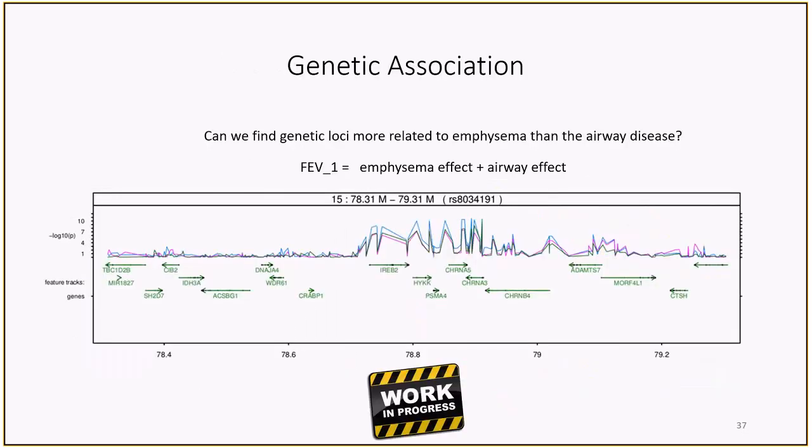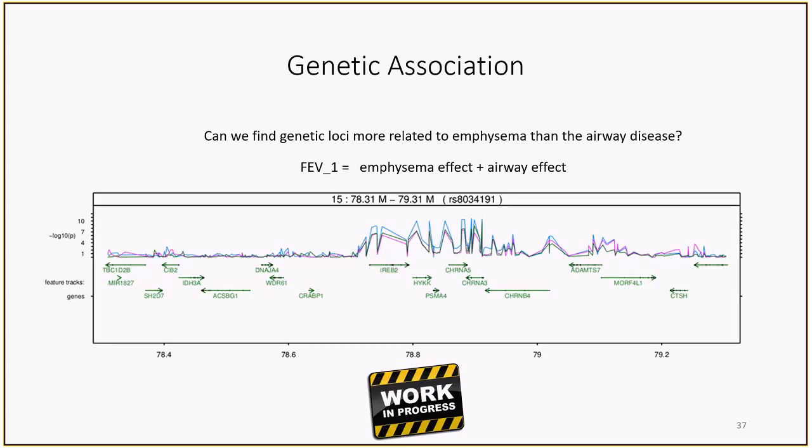Another thing we can do is perform a genome-wide association. Here I'm showing you a zoom-in of the Manhattan plot for chromosome 15 at a specific location. Blue represents our method, green represents performing this genetic association using FEV1, and purple represents the result using this threshold by respiratory value. The y-axis is the minus log of the p-value, and arrows represent the direction of the genes. Both show the same pattern, but we are showing higher power.